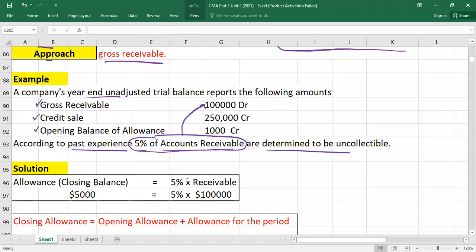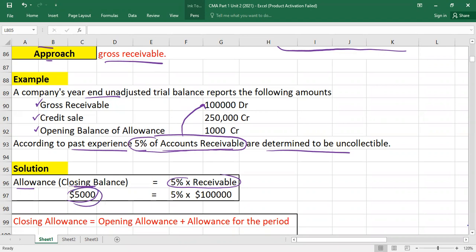First of all, you have to take 5% of receivables. So this will give you how much? 5,000. And please remember, under the balance sheet approach, this will be allowance. But which allowance? Closing balance. Under the income statement approach, it was allowance for the period, when you apply percentage on sale, because sale is for the period. Here when you apply percentage on receivable, this is called closing balance allowance, because this receivable you are taking from the balance sheet, which is closing. Clear?